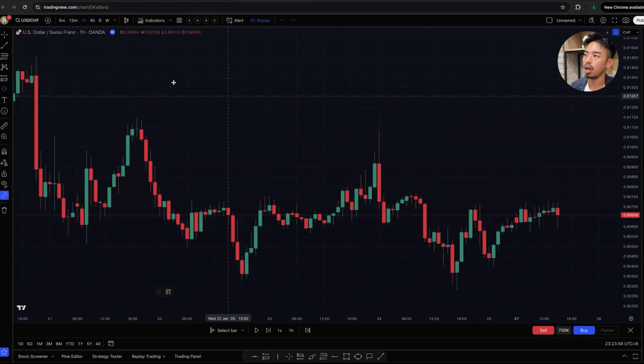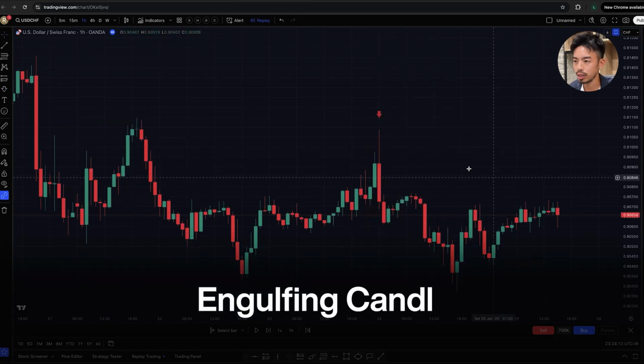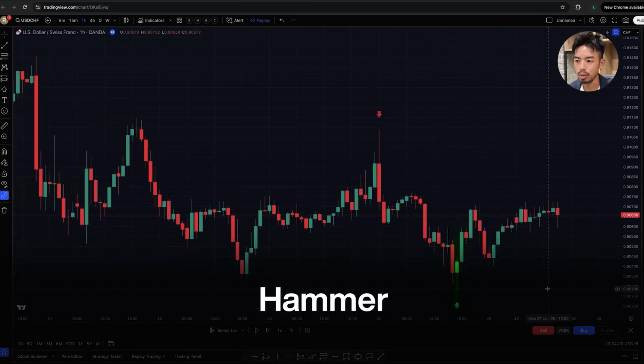Okay, so we are on the dollar Swiss pair on the 1-hour charts, and there's 2 candlestick patterns that really stick out like a sore thumb to me here. The first one being this outside bar. Some of you guys refer to this as an engulfing candle. And then the other one that we have is this one here, a hammer at the bottom.